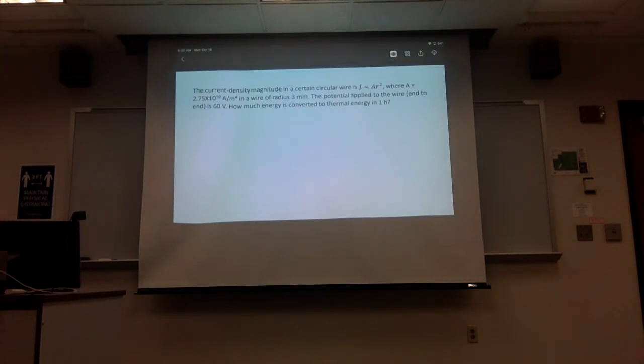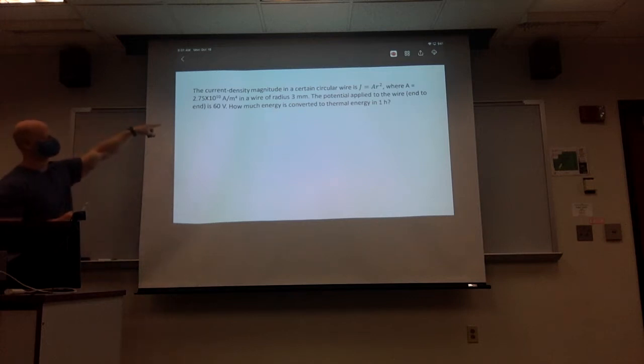So this says we have the current density magnitude in a certain circular wire, J, is equal to A. In hindsight, I probably should have called that something else like C, but whatever. A is simply a constant times the distance squared you are away from the center axis of the wire, where A is just some number. This is 2.75 times 10 to the 10th amps per meter to the 4th in a wire which has a radius of 3 millimeters. There's a potential difference applied from end to end across this blue wire, which has a potential difference of 60 volts.